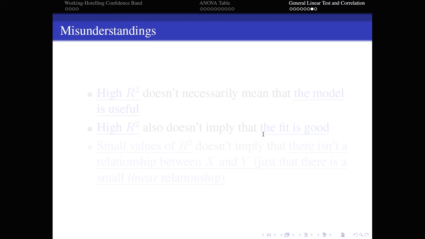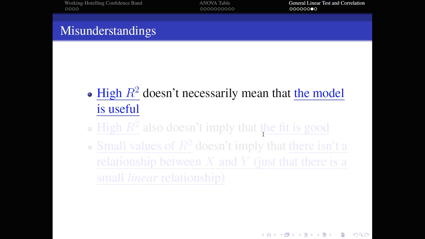All right, so real quick, now that we've talked about that, now that we've demonstrated that, I want to call out some potential misunderstandings. First of all, having a high coefficient of determination doesn't mean that the model is useful. It also doesn't imply that the fit is good. You can have high coefficients of determination, you can have lots of variation being explained, and the model can be terrible. You can also have lots of variation explained and have a pretty poor fit. It's very possible to have that happen.